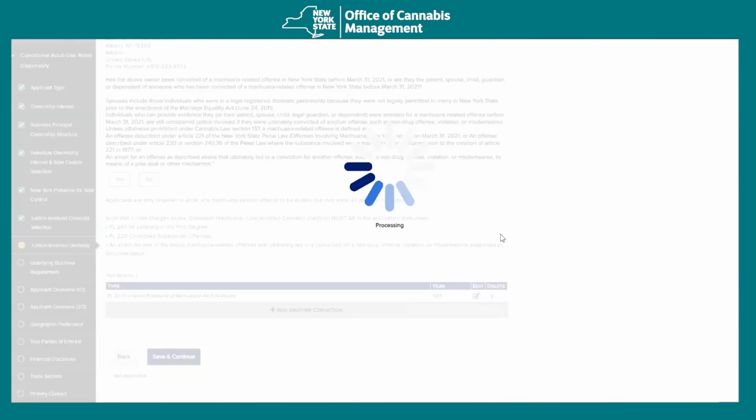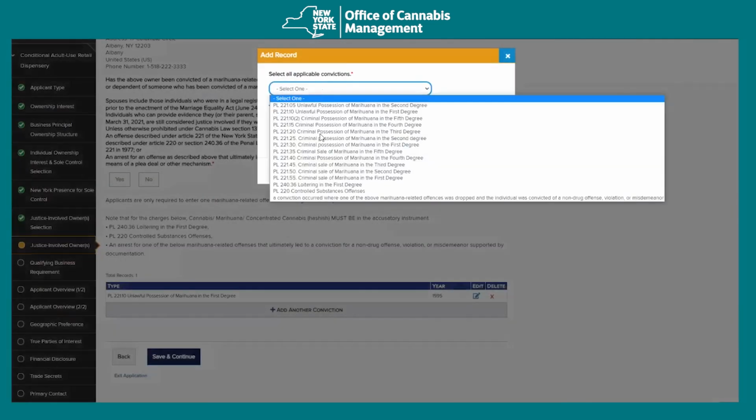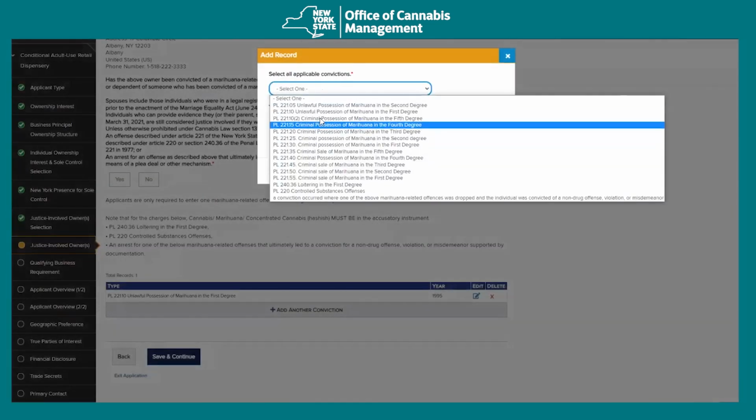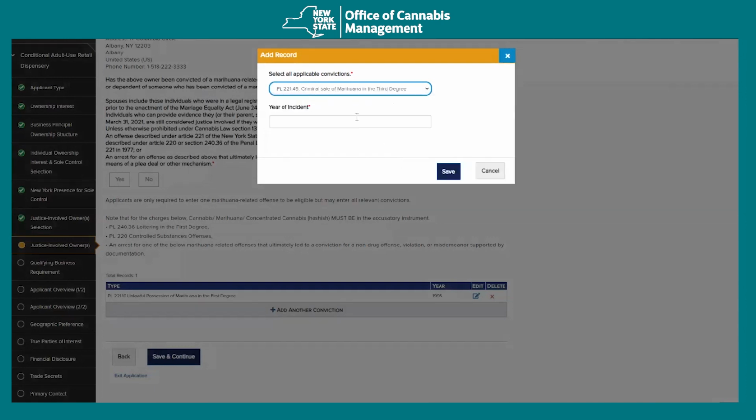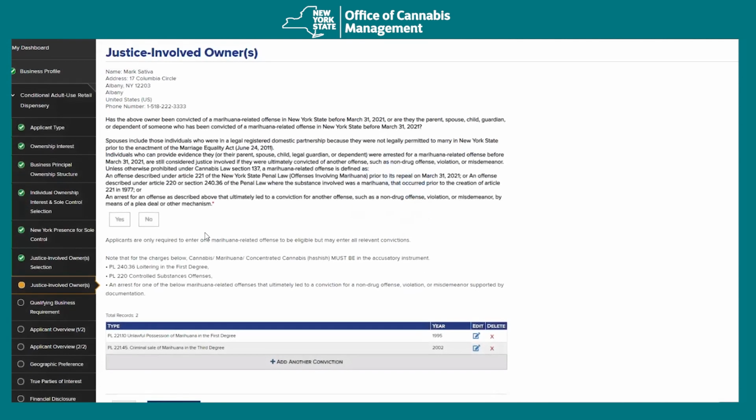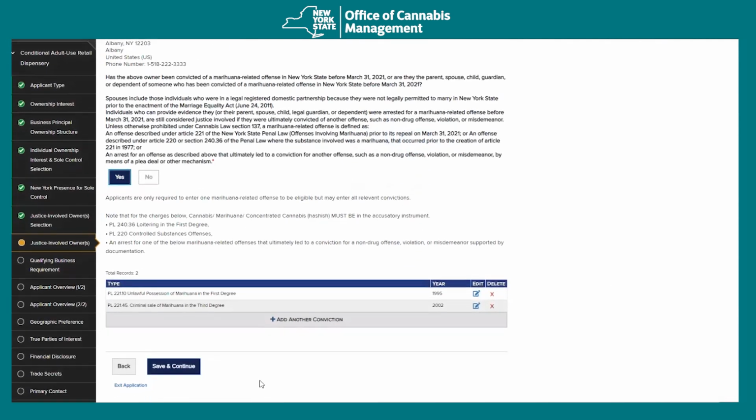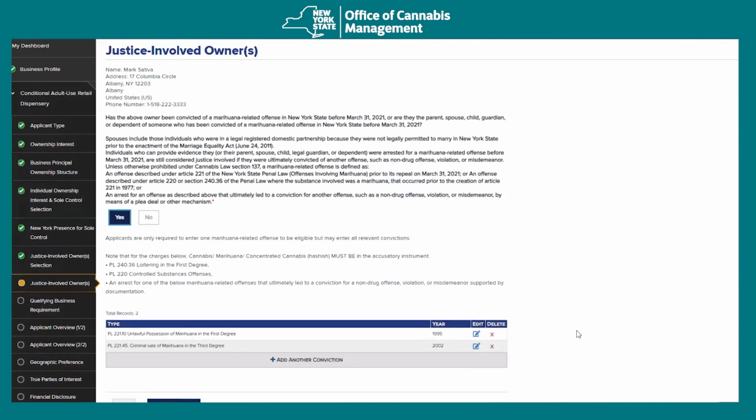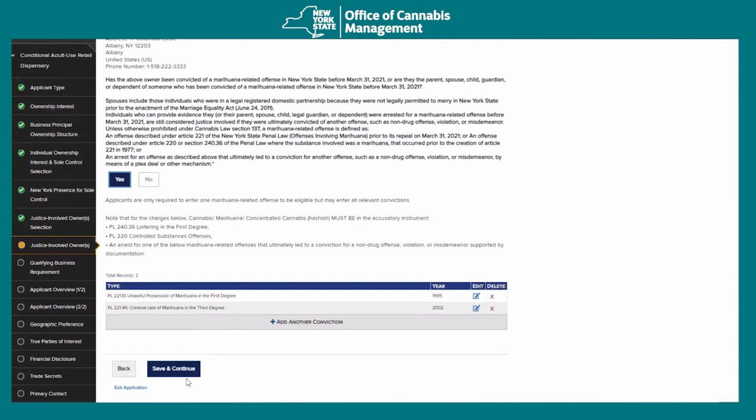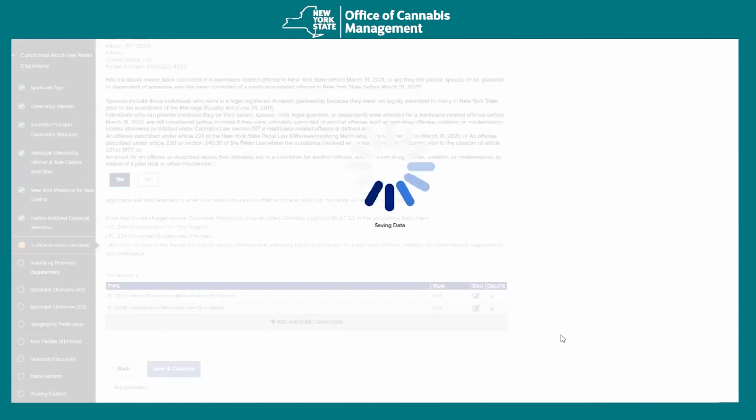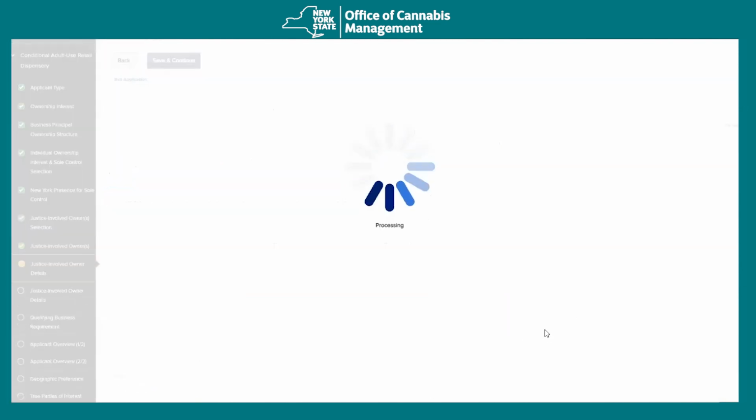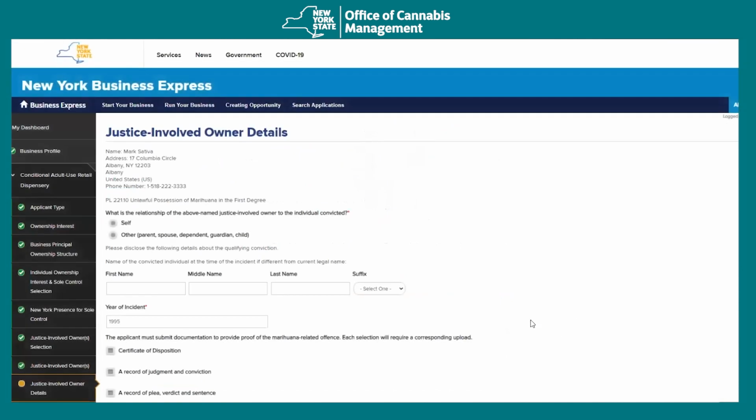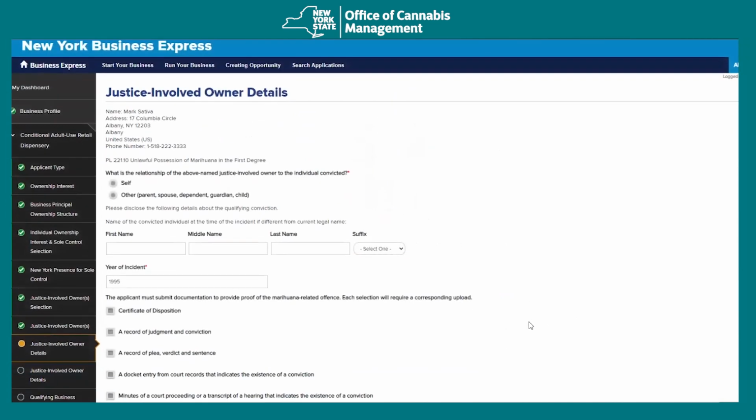And then he has another conviction that makes him justice involved for criminal sale of marijuana in the 3rd degree from 2002. I should submit information on every possible conviction that is relevant that would make this person justice involved. I will have to complete this details page for each of the convictions that I entered on the last page.